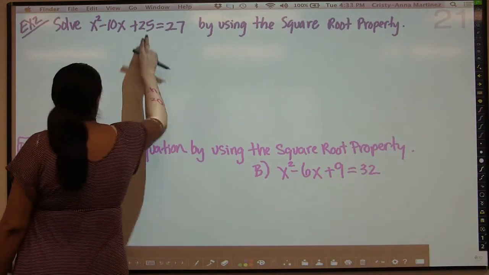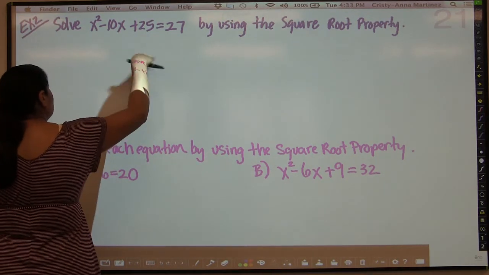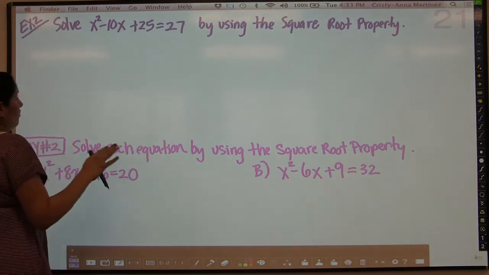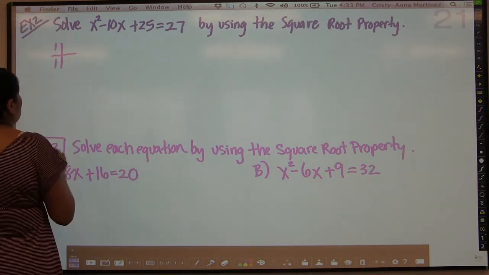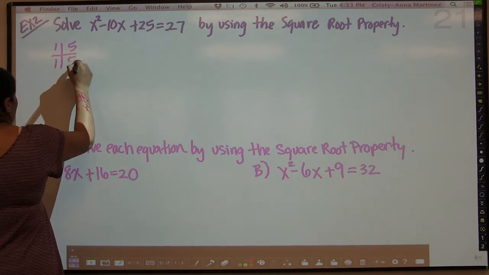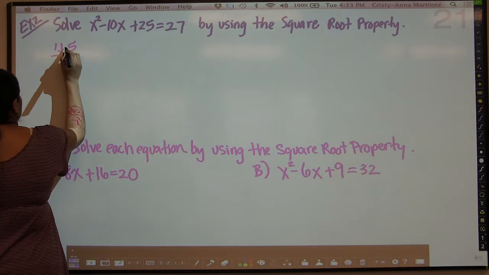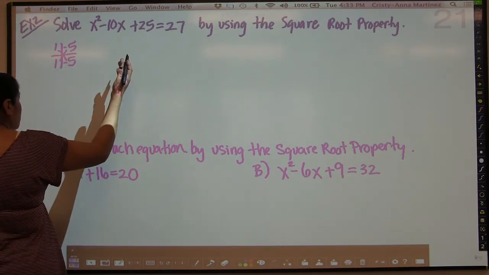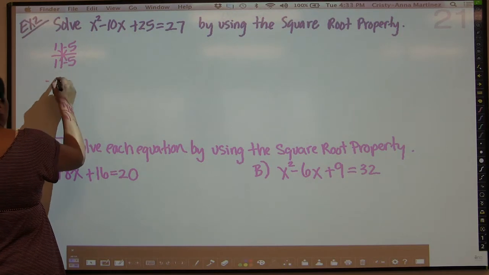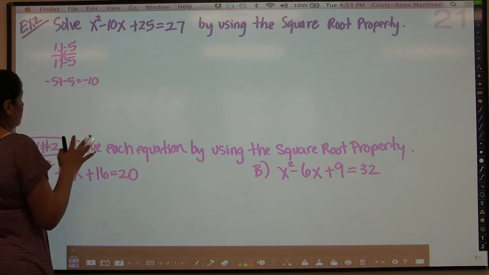But again, I look at the 25, and the 25 is a perfect square. So instead of moving the 27 over, I'm just going to leave the 27 over there, and try to factor the left. So I get 1 and 1, and again 5 and 5 is 25, and 5 plus 5 is positive 10. So I'm going to make these both negative. Negative 5 times negative 5 is positive 25, and negative 5 plus negative 5 is now negative 10. So I have to make sure that my numbers work right.